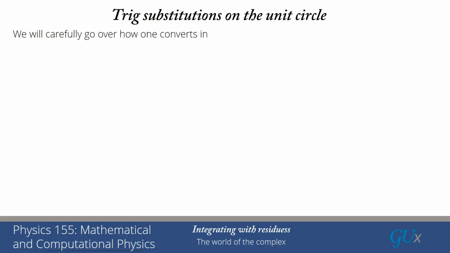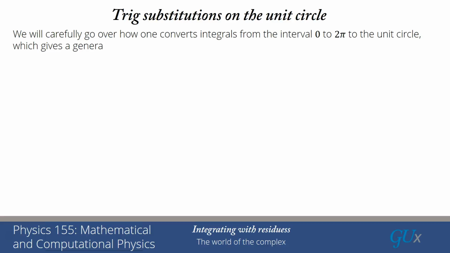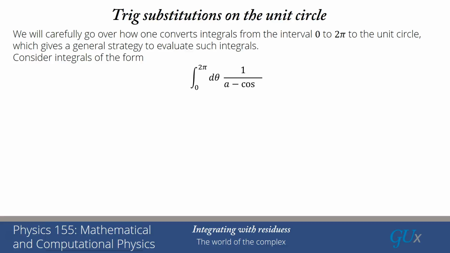We're going to carefully go over how we convert these to integrals from an interval, say 0 to pi or 0 to 2 pi, onto an integral over the unit circle, and then we'll give a general strategy for how you evaluate these integrals themselves. So consider an integral of the form integral from 0 to pi or 0 to 2 pi d theta 1 over a minus cosine theta.